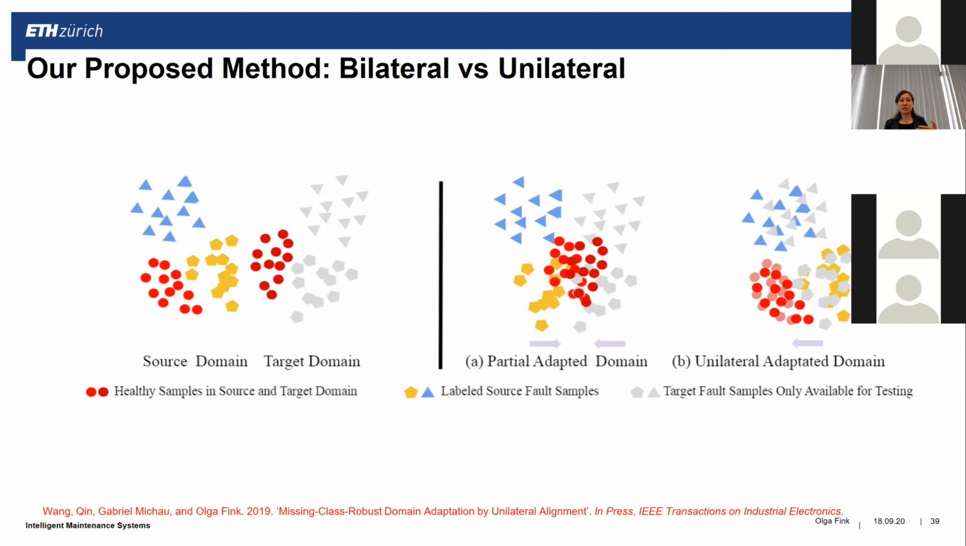So that's what we're actually having here, so that we are keeping the representation of the source model, and that we are aligning the representation of the target data set.